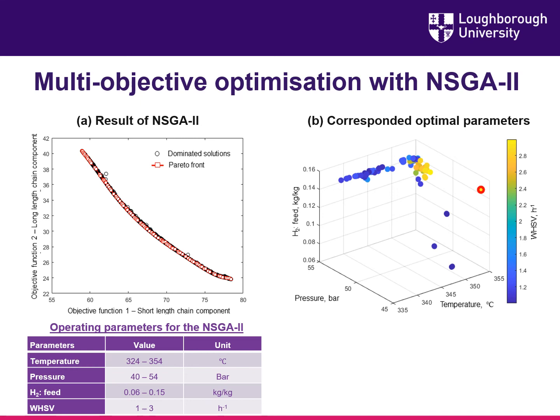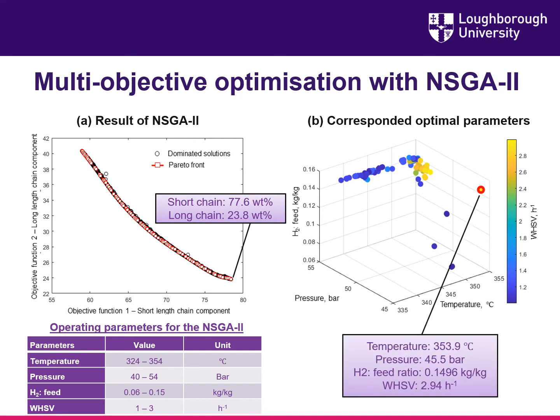And based on the objective of the study, a maximum concentration of short chain component of 77.6% with a minimum concentration of the long chain component of 23.8% are achieved, and the corresponding optimum parameters are 353.9 degrees Celsius and 45.5 bar in pressure and 0.1496 in the ratio of hydrogen to feed, and finally 2.94 for the residence time.